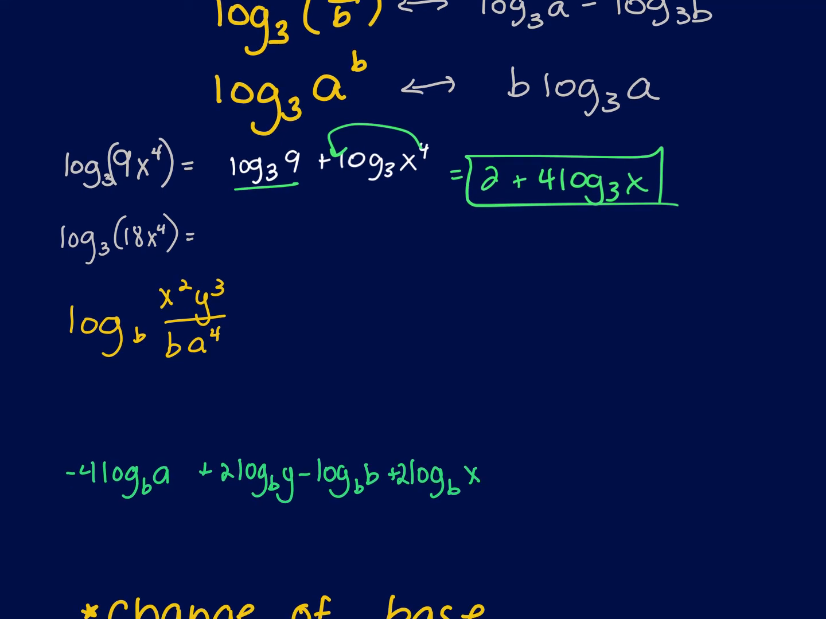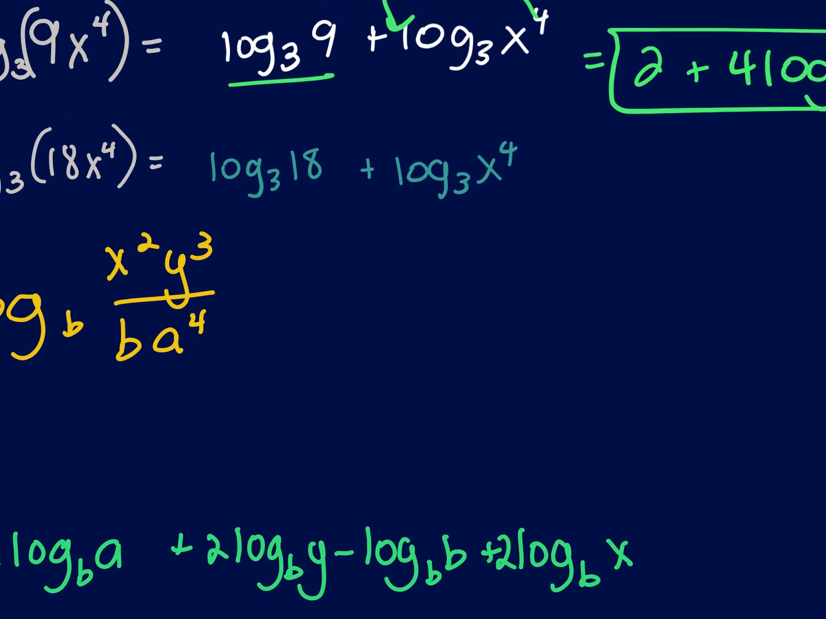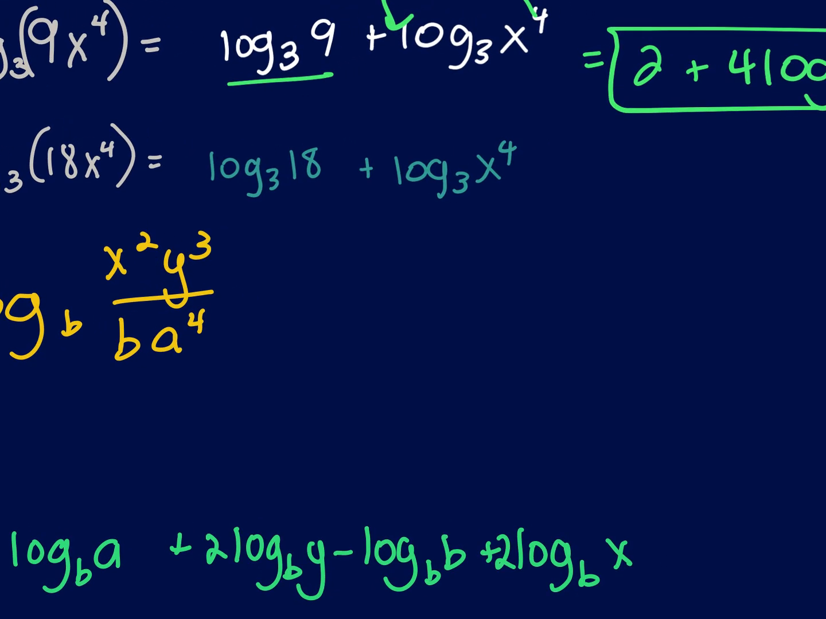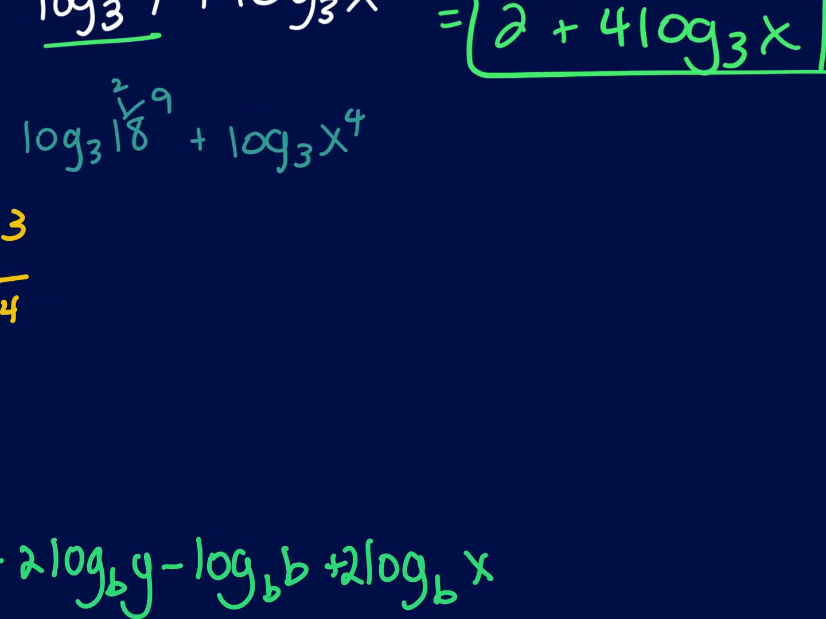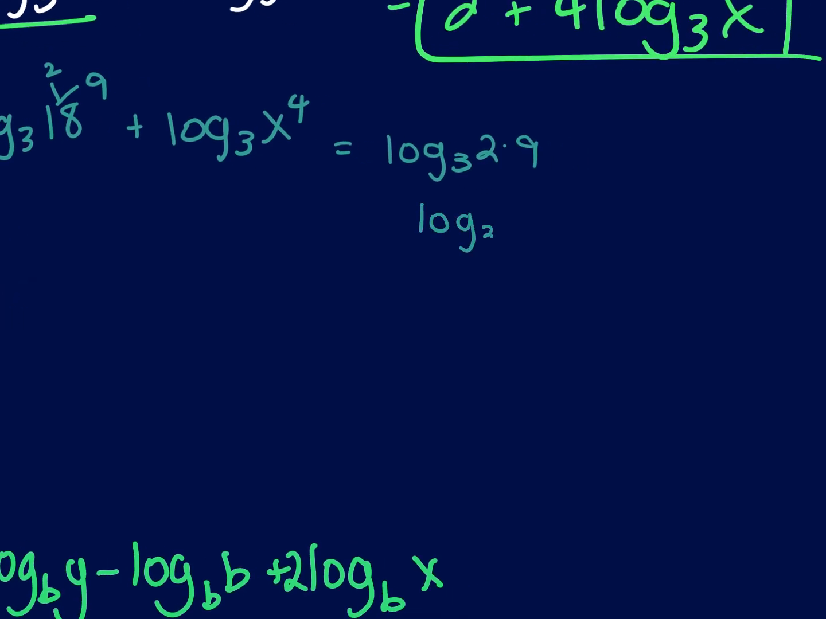If I have log base 3 of 18x to the 4th, this would be log base 3 of 18 plus log base 3 of x to the 4th. Now, 18 is not a power of 3, but can I break 18 down to be something that's a power of 3? Yep, what would it be? 2 and 9, excuse me. So that actually would become log base 3 of 2 times 9, which breaks down to log base 3 of 2 plus log base 3 of 9.